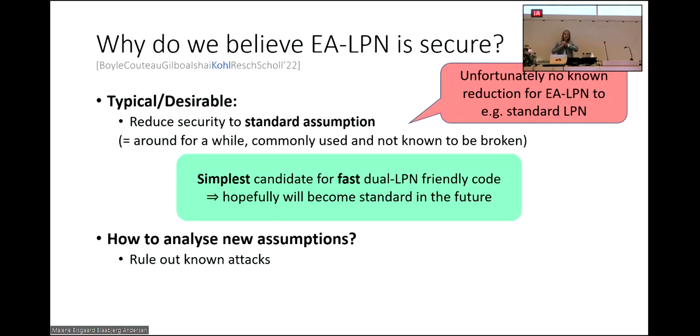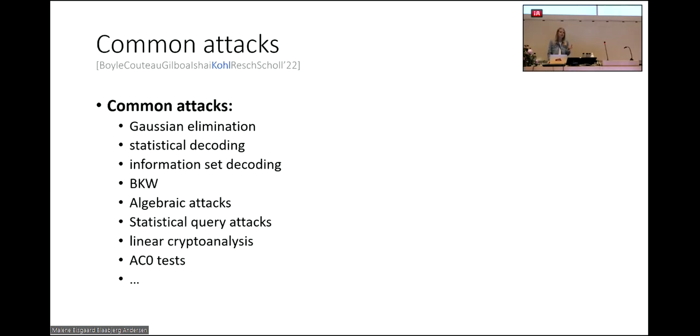So how do we analyze new assumptions? We should look at known attacks. This is not good enough, but at least we should look at known attacks. This is just a list of common attacks, and a lot of the most important attacks that apply to LPN-style assumptions can be cast in this linear test framework: Gaussian elimination, statistical decoding, information set decoding, BKW, and they can all be framed in the linear test framework.